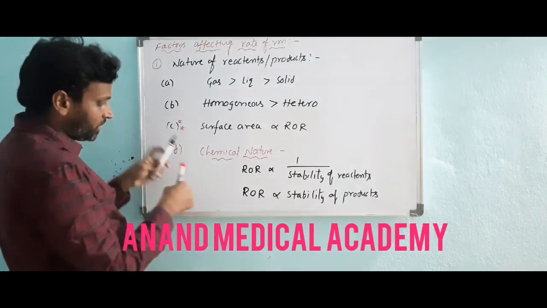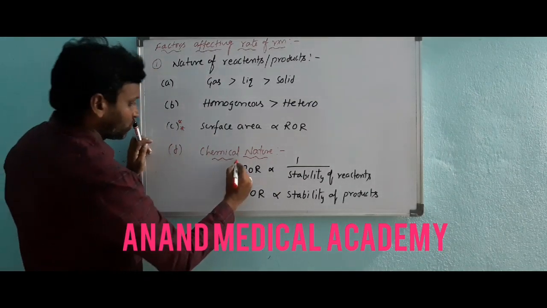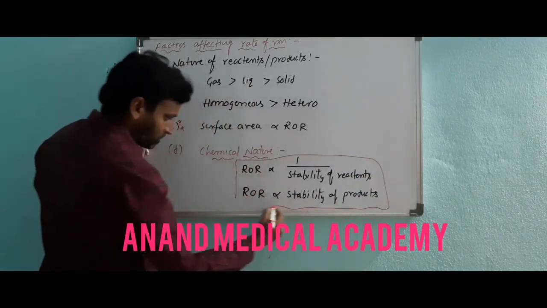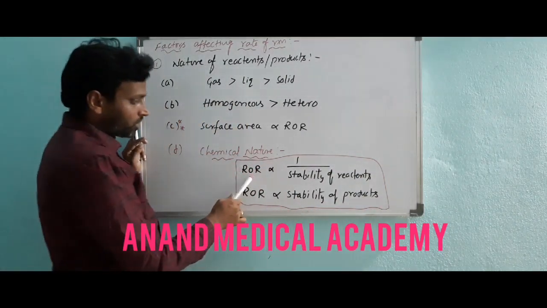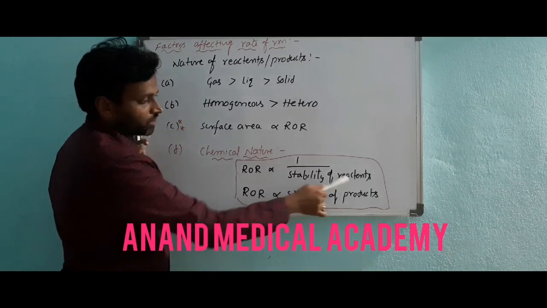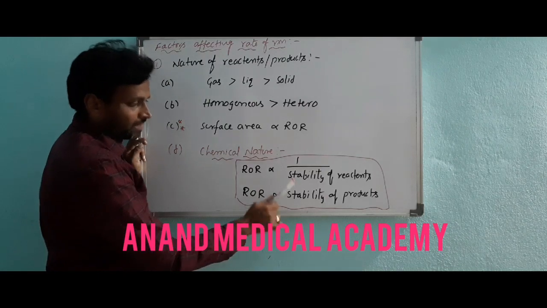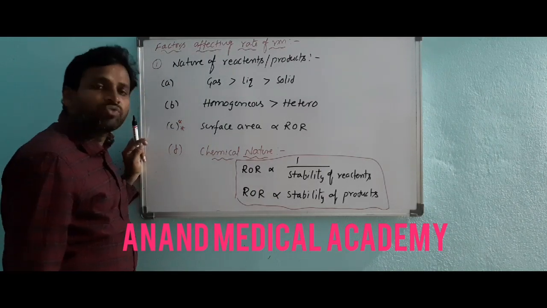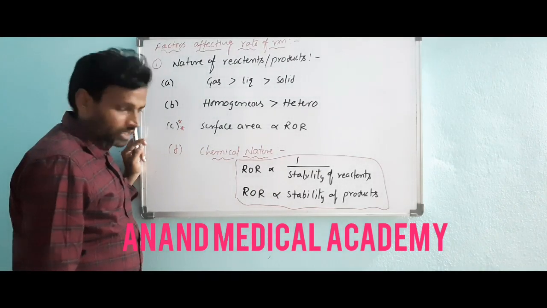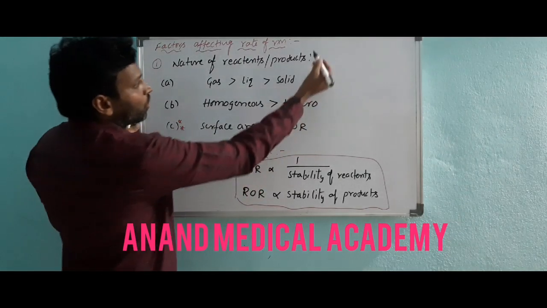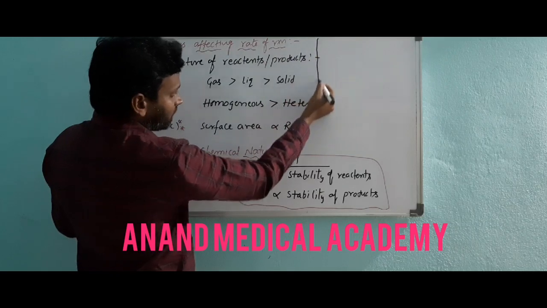Got it clearly? So here I have written those two things very clearly. You have to write all these things. The rate of reaction is inversely proportional to the stability of reactants, and the rate of reaction is directly proportional to the stability of products. Got it? One thing over. And here I'll tell you one more, the most important thing for you.